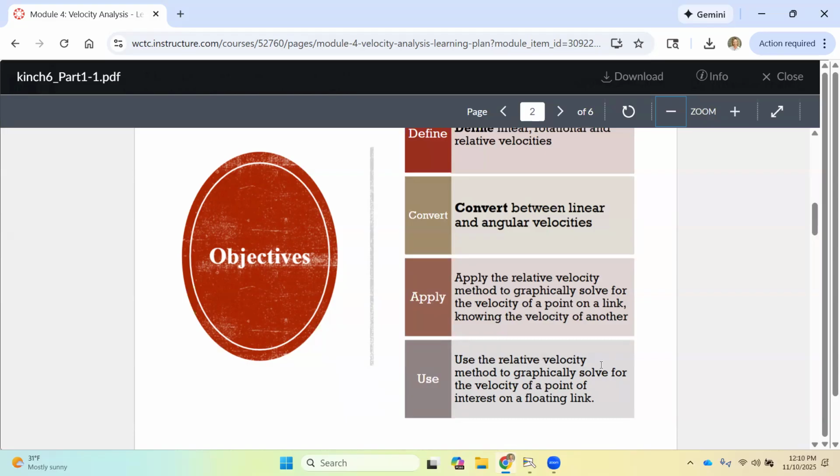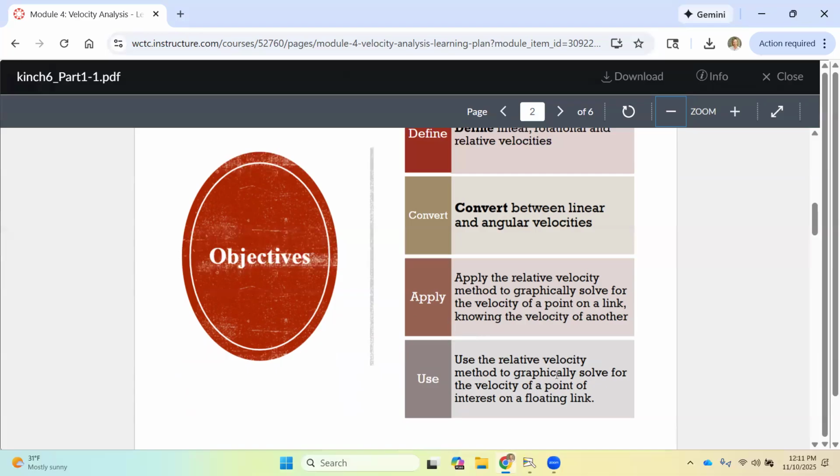We're going to apply the relative velocity method to graphically solve for velocities of a point on a link, knowing the velocity on another link. So this is when we have mechanisms that are joined by different pins, if you would, or they're operating as sliders. And we want to figure out what's going on. If I rotate my crank at a certain RPM, what are the rest of the links in my mechanism going to look like? What is the motion of those going to look like? So we're going to graphically be solving for those. All right.